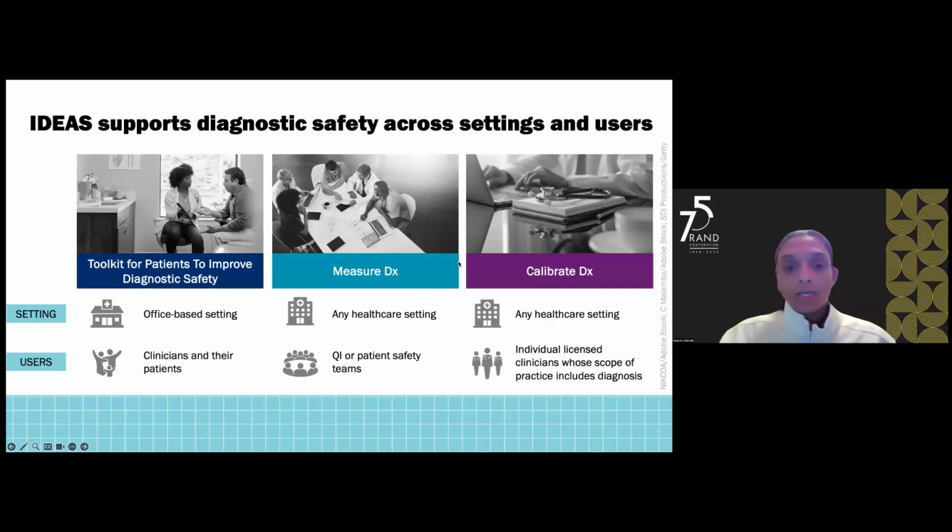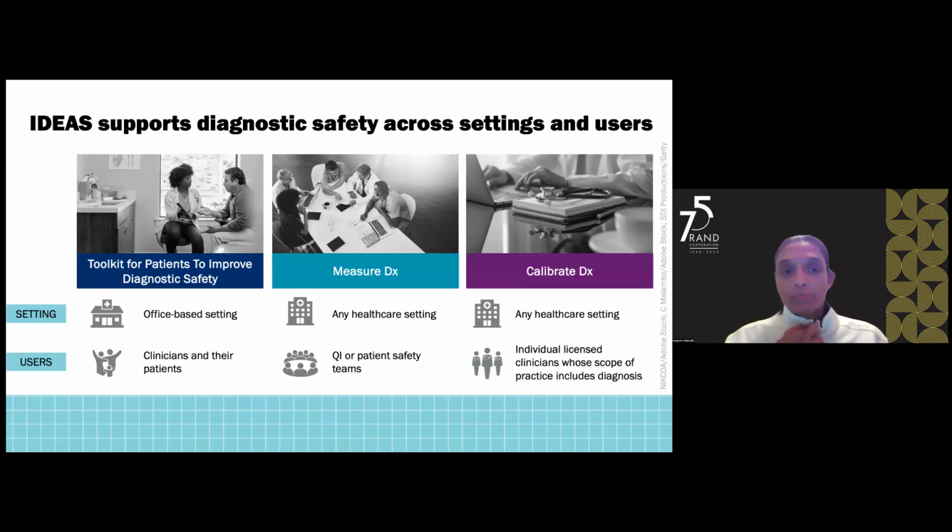My name is Sangeeta Ahluwalia. I'm a co-director for the RAND Ideas project with Dr. Courtney Gedengle. So Ideas is aimed at improving diagnostic safety across different settings and different users with these 3 different resources that participating sites can choose from.